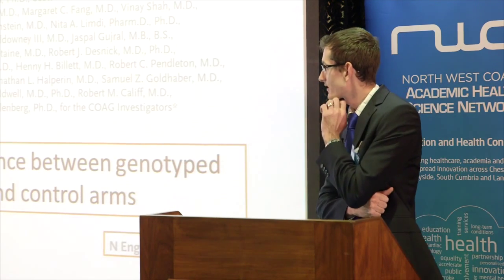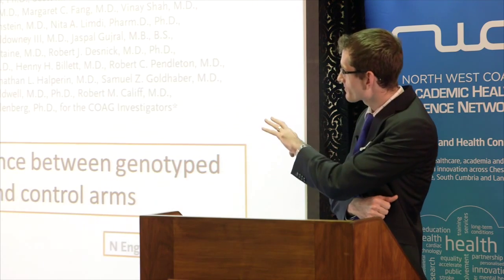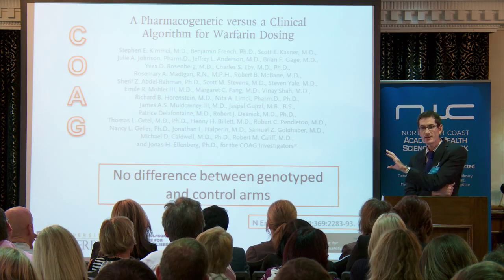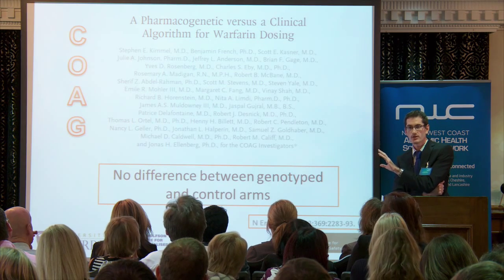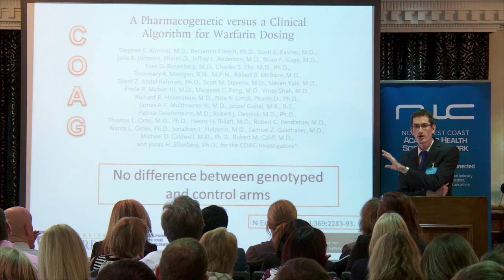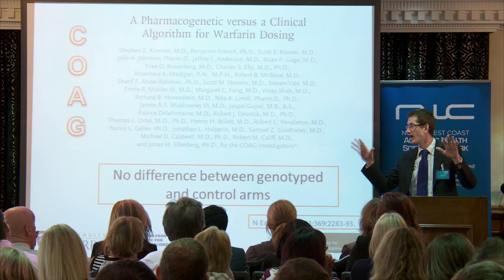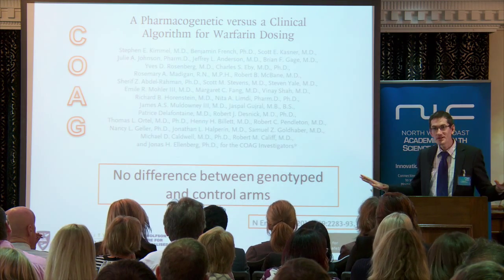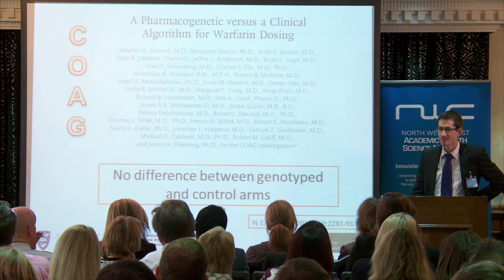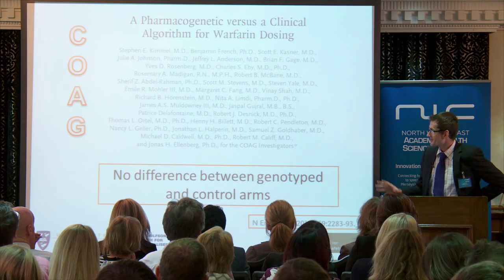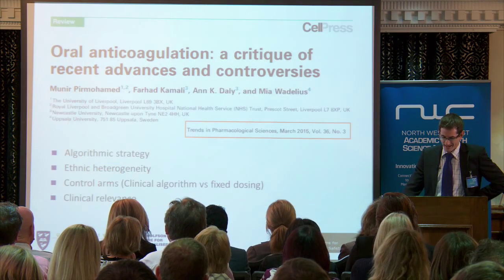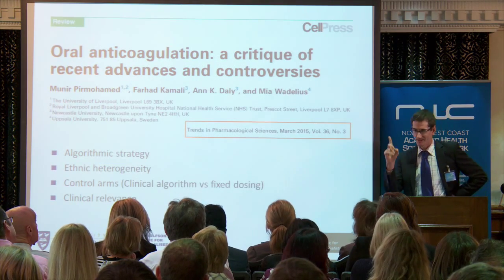That was published in the New England Journal of Medicine alongside this paper, which was also published in the same issue. And this was a very similar warfarin randomized controlled trial comparing genotyping to a control arm based in the US. And they found no difference at all between the genotype and the control arms. So the water is muddy. I think they used a different algorithm. Yeah, I'm just spot on.